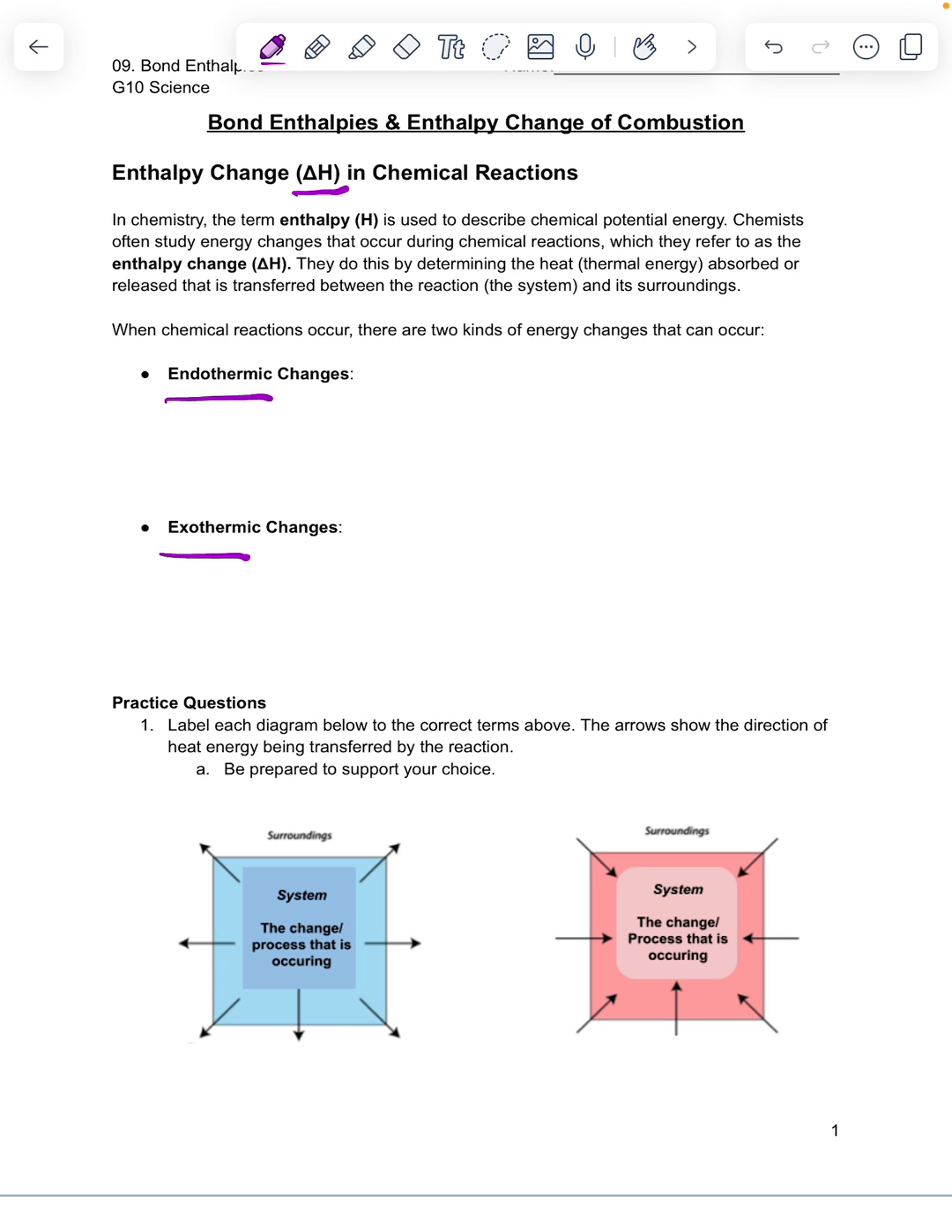Endothermic can be broken down into endo, meaning into, and thermic, meaning heat. And therefore, endothermic changes involve heat going into the reaction, going into the system. Exothermic can be broken down as exo, meaning exits, and thermic, meaning heat. So in exothermic changes, we have heat exiting the reaction.